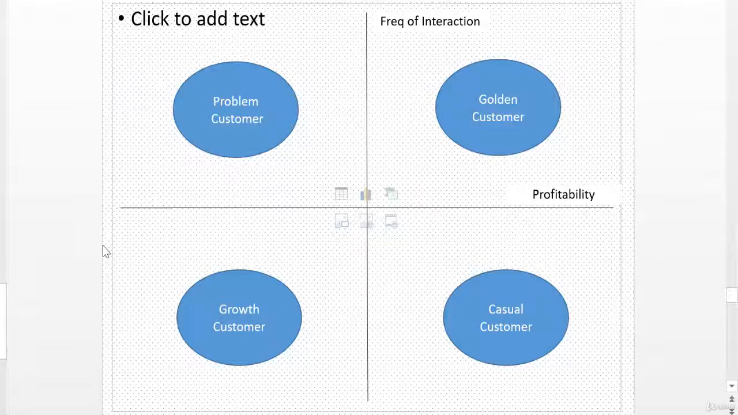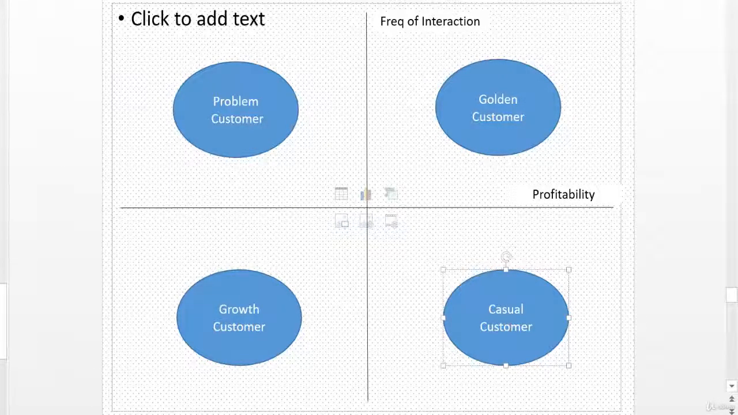Suppose these are the four types of clusters or four types of customers which are currently formed. If you see the axes, the y-axis is the frequency of interaction and the x-axis is profitability. In the first quadrant, the cluster formed is golden customers. The others are problem customers, growth customers, and casual customers.